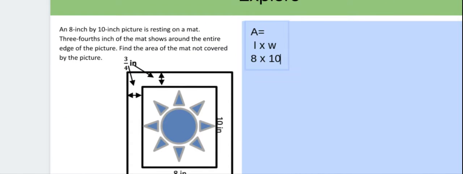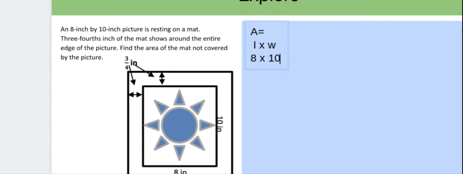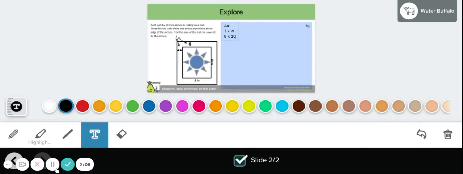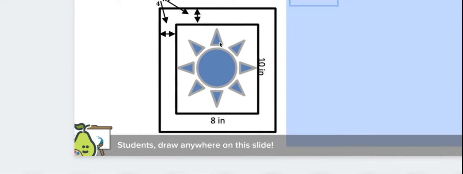Now, 3/4 inch of the mat shows around the entire edge of the picture. So from here to here is 3/4 inch. From here to here is 3/4 inch. From here to here is 3/4 inch. From here to here is 3/4 inch. Also from here to here, from here to here, from here to here, and from here to here.